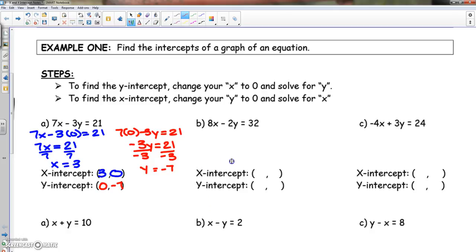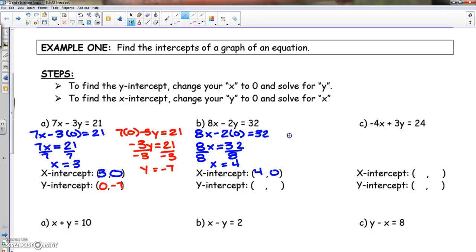Okay, so I'm going to repeat the process again over here. I want to solve for my x-intercept first. Replace y with 0, solve for x. So 8x minus 2 times 0 equals 32. So that's just going to give me 8x equal to 32, because 2 times 0 is 0, so basically that disappears. So divide by 8, and I'm going to find that x equals 4. So my x-intercept is going to be 4, 0.